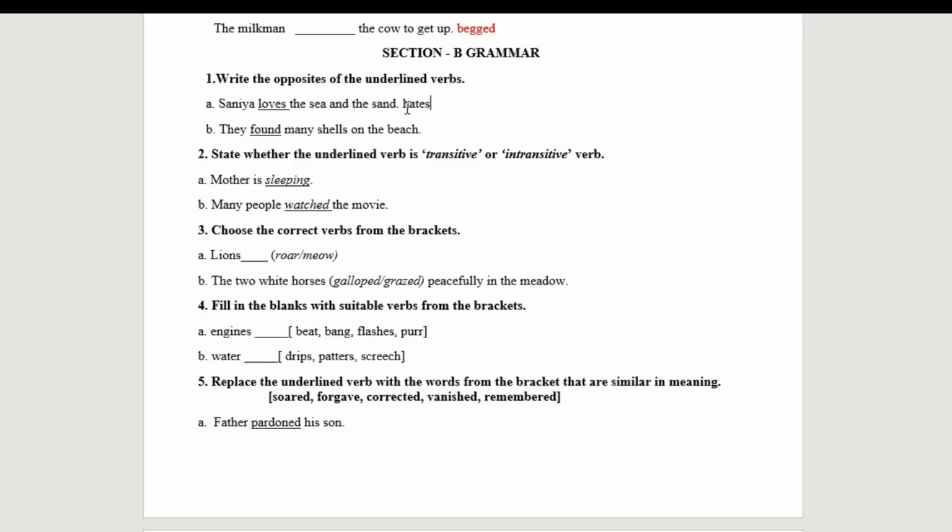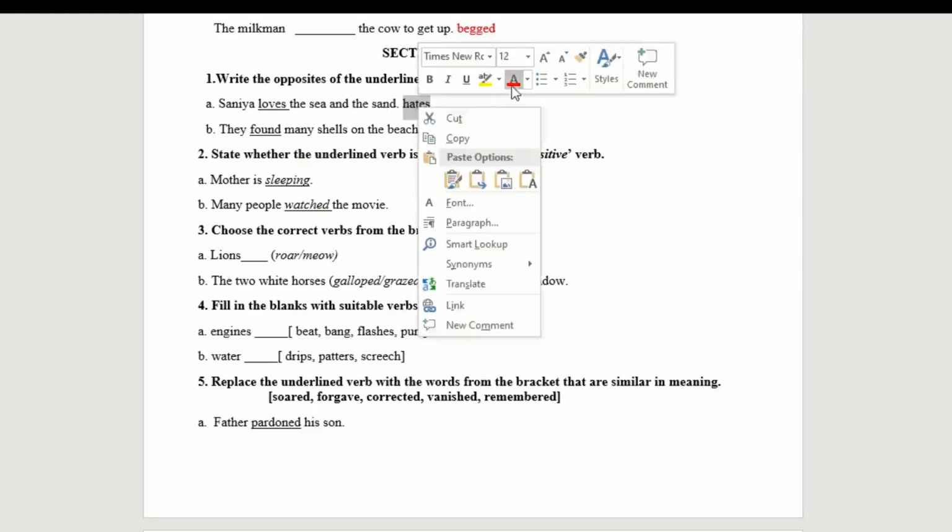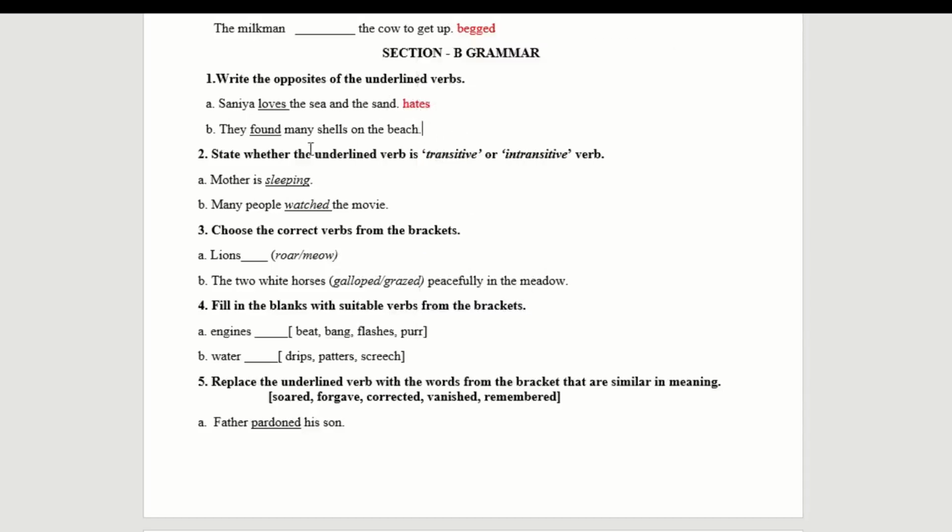So you have to write only the answer. No need of copying the question again into the answer sheet. No need of copying the sentence also. You are supposed to write only the answer. The answer is hates. They found many shells on the beach. Now, the underlined word is found. What will be the opposite of found? It is lost. So write only the word lost in your answer section.